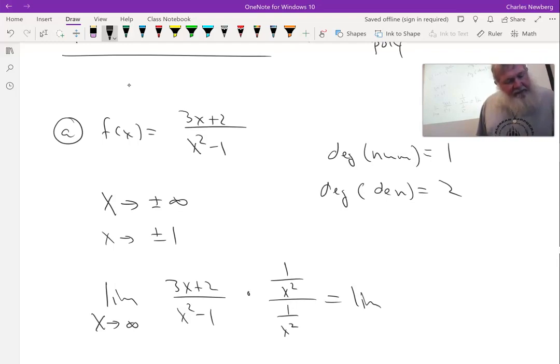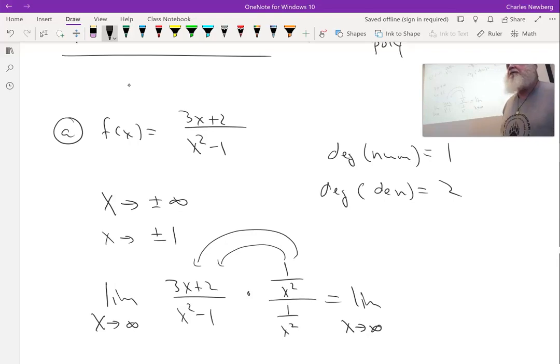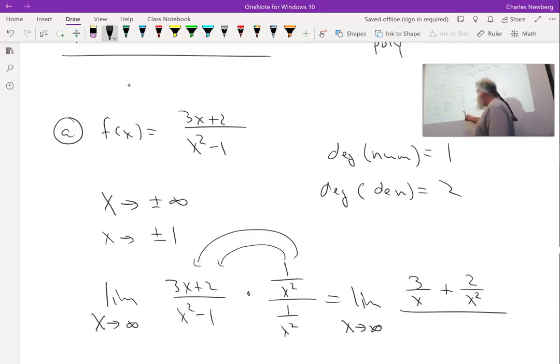That's going to become the limit as x goes to infinity. When we distribute, we have to distribute on both terms. And when you distribute on the first term, what's going to happen? One of the x's is going to cancel. So we're going to get 3 over x. And then we're going to get 2 over x squared. When we distribute on the denominator, what's x squared times 1 over x squared, class? 1, right? And then 1 over x squared times that is 1 over x squared.